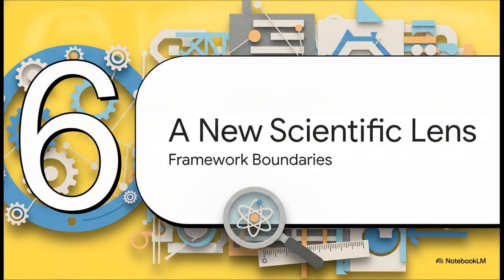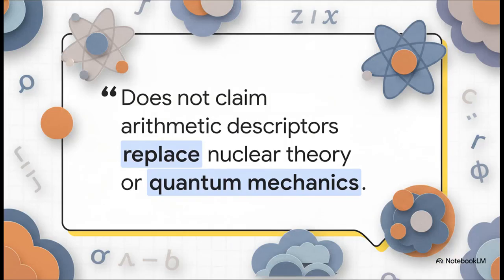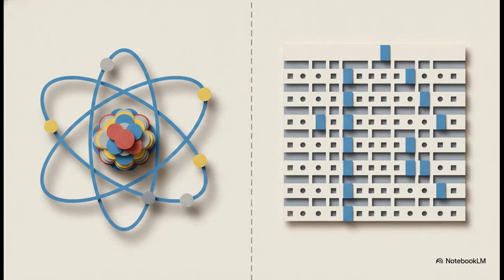Section 6. A new scientific lens. Now, we definitely need to apply the brakes on the hype here. As the source material explicitly states, the framework does not claim that arithmetic descriptors replace nuclear theory, shell models, quantum mechanics, or empirical mass models. This is absolutely not a mystical claim about prime numbers physically holding atoms together. The primes are not a new fundamental force of nature, okay? We really need to reinforce exactly what the benchmark supports, keeping the science completely realistic and rigorous.